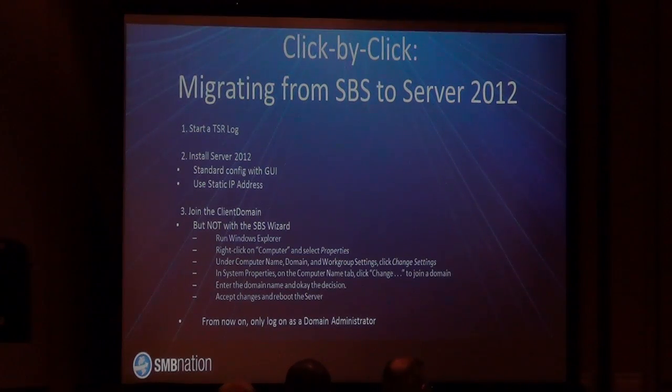So here's our click-by-click as we go from SBS to 2012. Step 1 is start a TSR log. You're going to log every single thing you do, especially if you're going to do this over several months. You might have a TSR log for every stage in the process. But you have to do it. You're going to install Server 2012. From there, there's a standard setup. You're going to use a static IP because I said so, and it makes life easy.